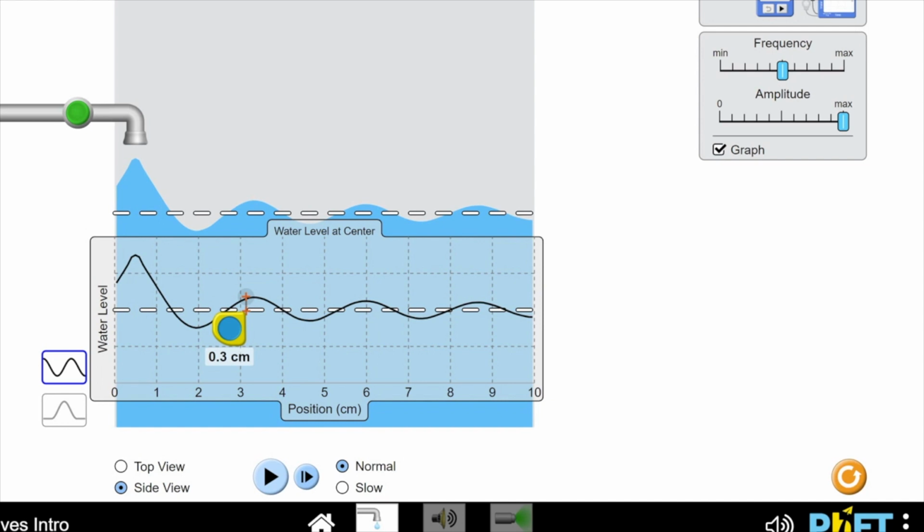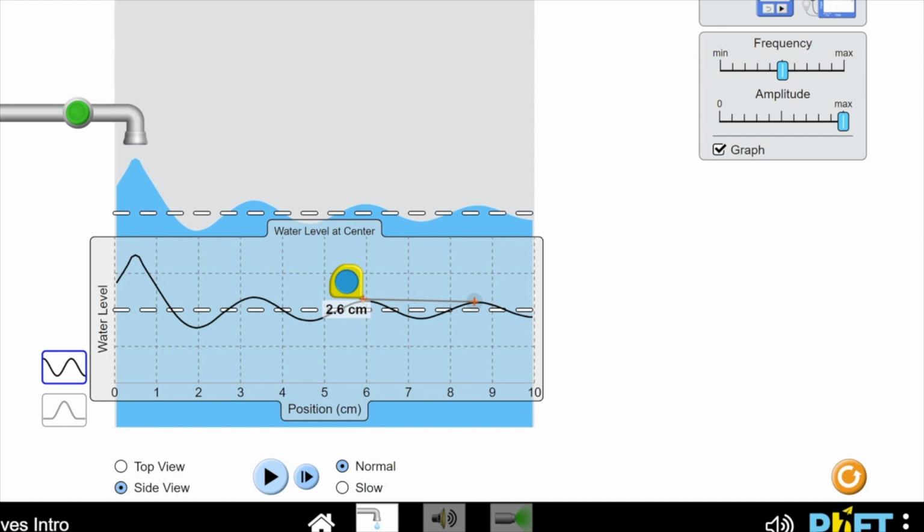Now, the third word that I said we're going to talk about is something called a wavelength. And the wavelength is the distance between the peak of one wave and the peak of another. So you can see that's 2.6 centimeters. And we should find that 2.6 centimeters is the same at any point of those waves. Okay, so we've learned frequency, amplitude, and wavelength.